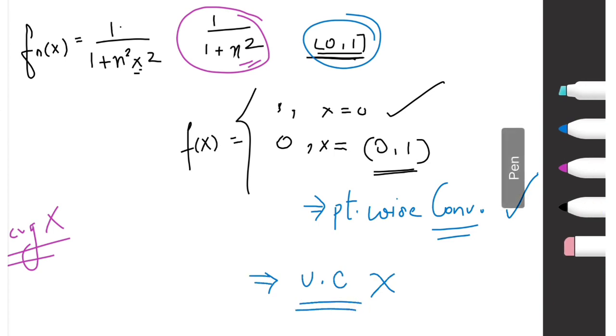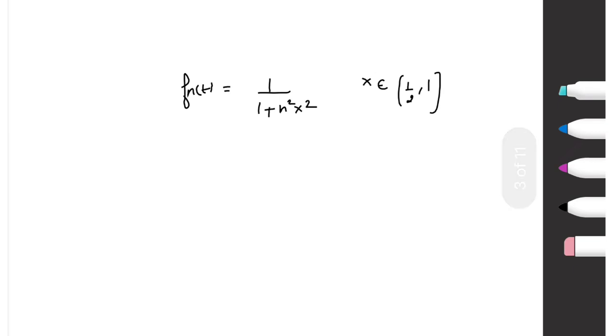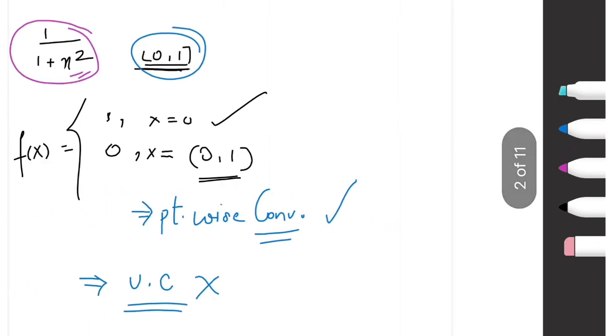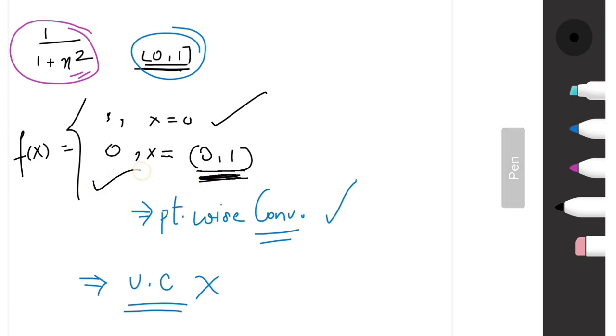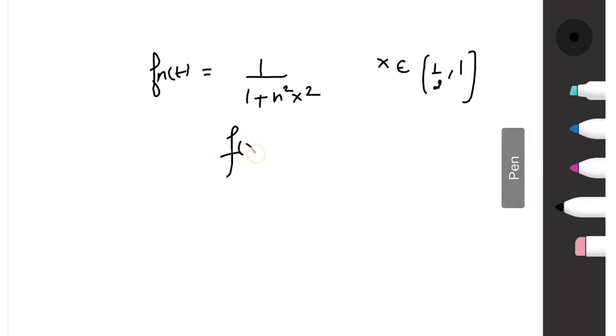Let's say the question is on some other interval. The question is the same, f_n(x) equals 1 by 1 plus n square x square. Let's say x belongs to [1/2, 1]. I'm not checking pointwise convergence here, because as we know from 0 to 1 in this interval our f(x) is 0, so obviously this is pointwise convergent. We get our f(x) as 0 in this interval.